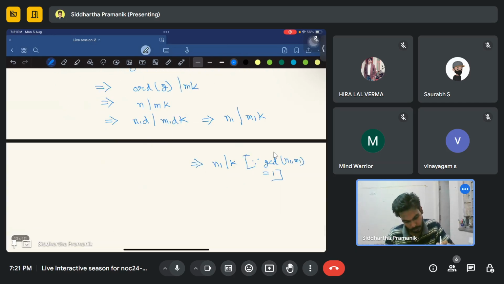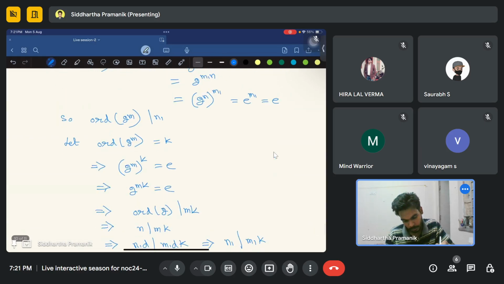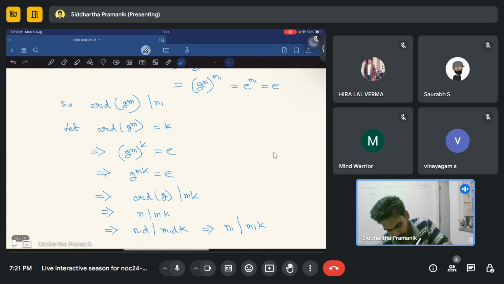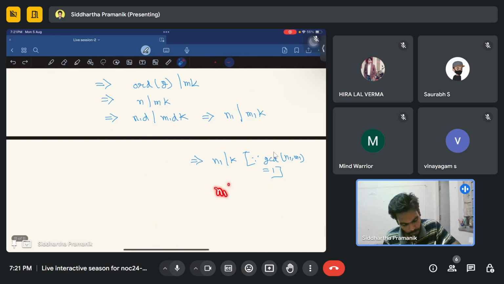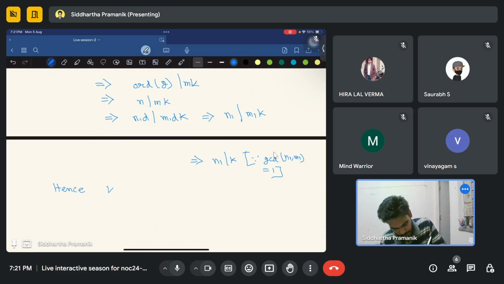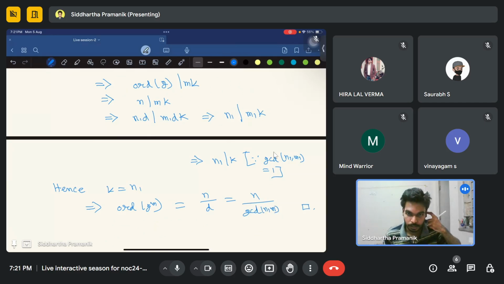So here we have proved this is equal to k, right? So we have proved k divides n1 here, and here we have proved n1 divides k. So that means k should be equal to n1. So what is k? k is order of G power m. And what is n1? n1 is n by d, which is n by GCD of m comma n. Hence the proof is done.